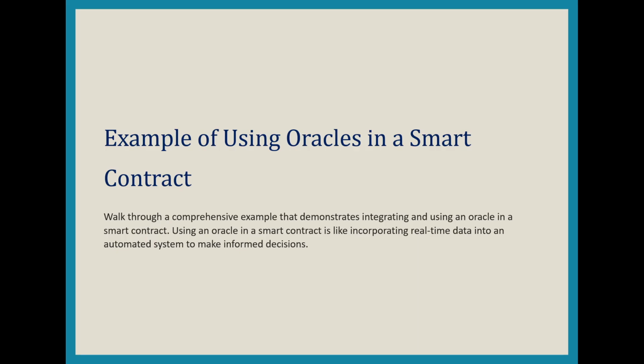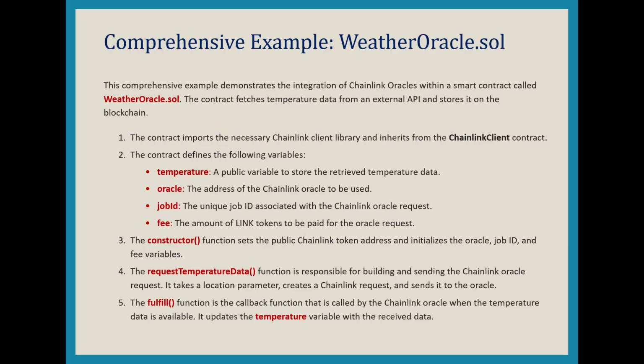So we'll go through examples of using oracles in a smart contract. Using an oracle in a smart contract is like incorporating real-time data into an automated system to make informed decisions. The comprehensive example we took is the same one as I showed you. I'll go through it again if necessary, but I don't think that should be necessary. The comprehensive example was the same code I showed you earlier.